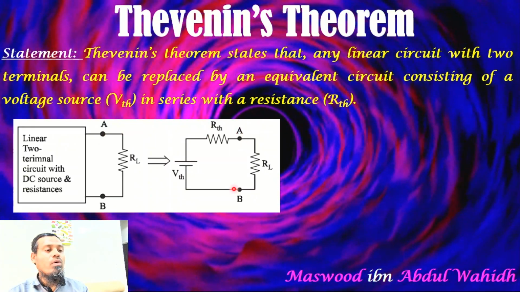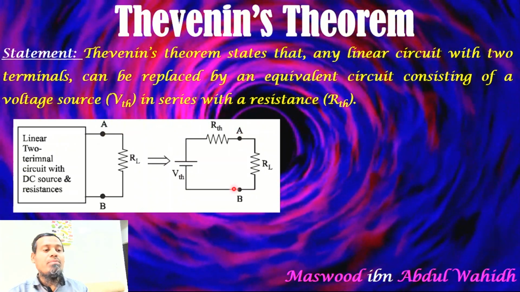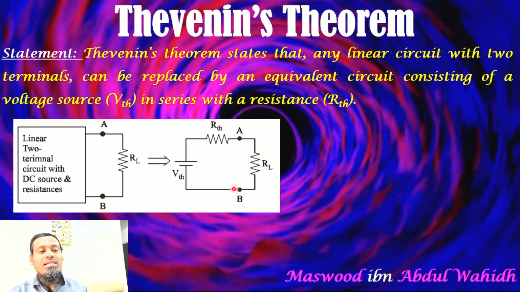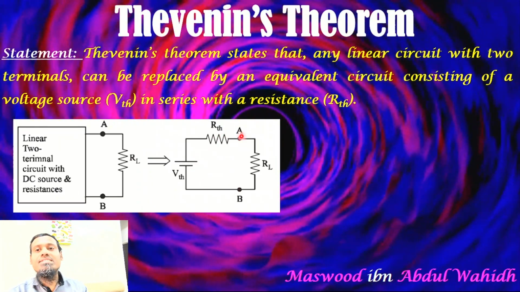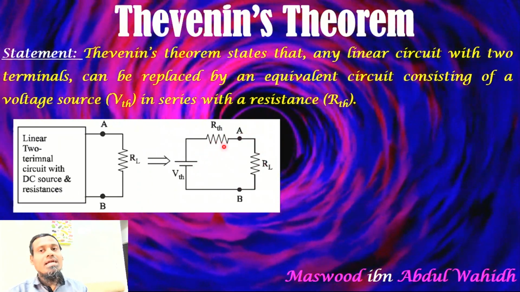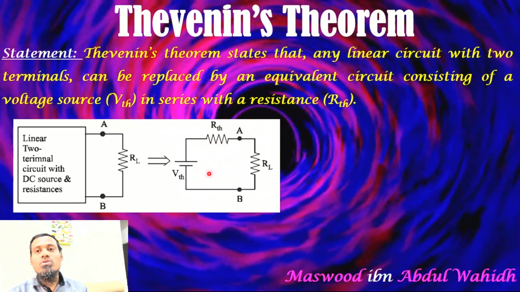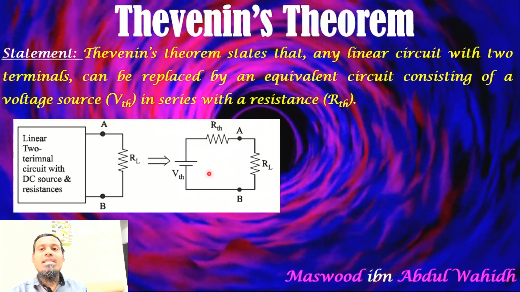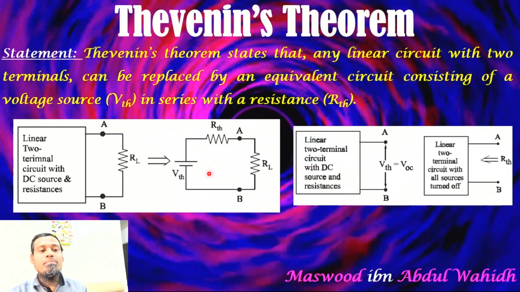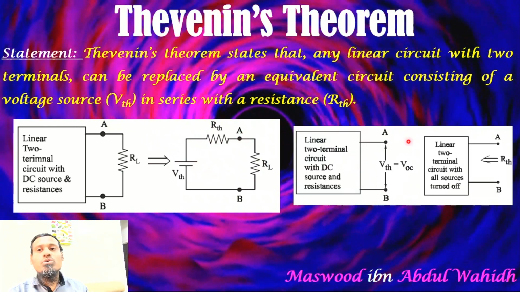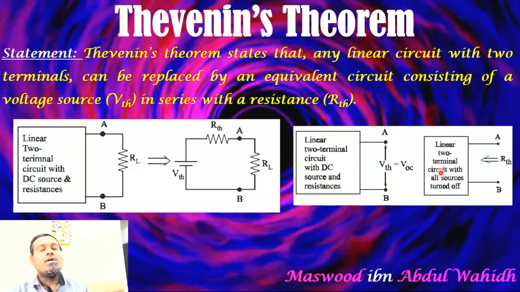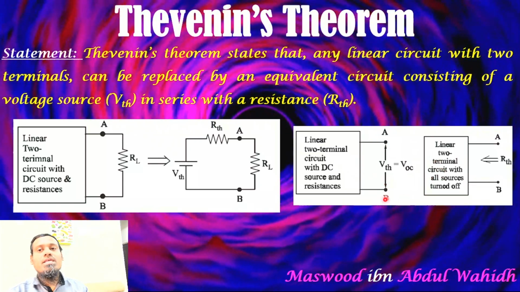So if we have any element between A and B, we can connect that at the end and we can easily find the current through the element, or the voltage across the element, or the power drawn by the element. Like that, anything we can calculate from this simplified network. So this simplification is done by Thevenin's theorem.